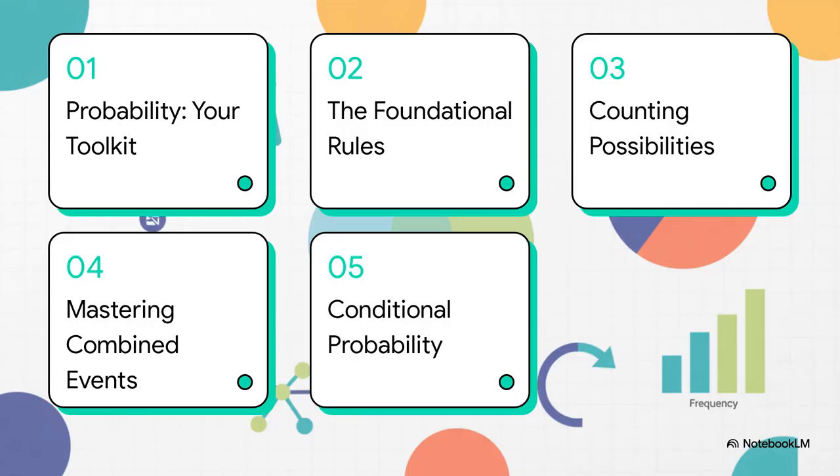So, here's our game plan. We'll kick things off with the absolute foundational rules. Then, we'll get into the different ways of counting possibilities. After that, we'll level up to tackle combined events. And we'll finish with a really key topic for the higher tier, conditional probability. Let's get that toolkit built.